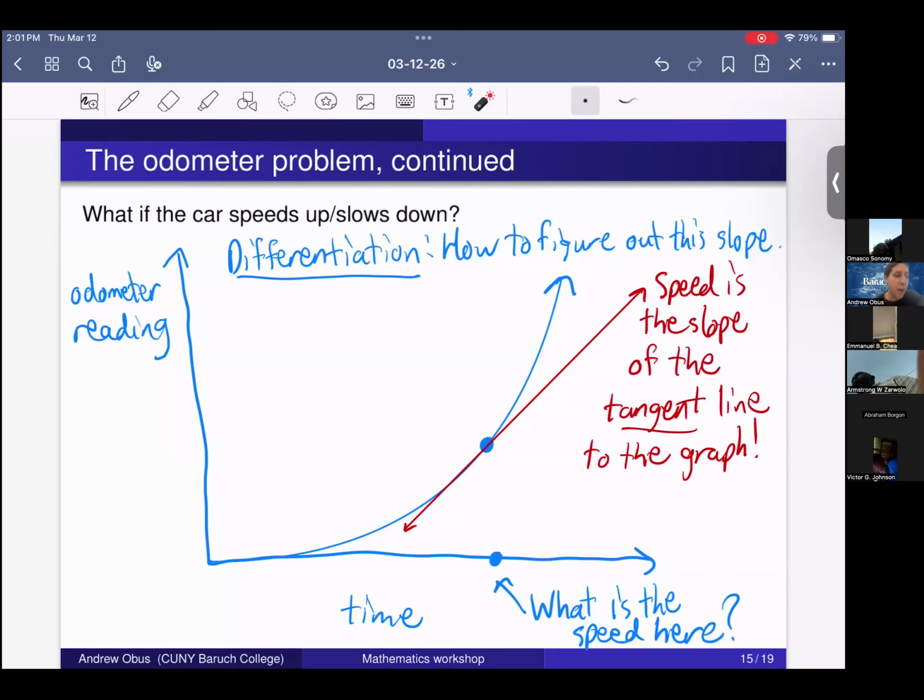Okay, so that's what I call the odometer problem. Figure out the speed from the odometer. Okay, and for today, I'm not going to say anything more than that. I'm just setting the stage.